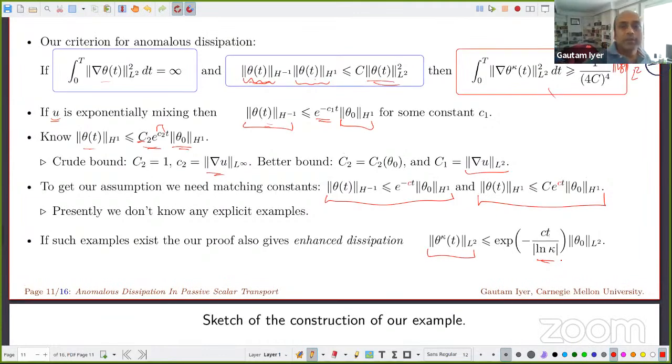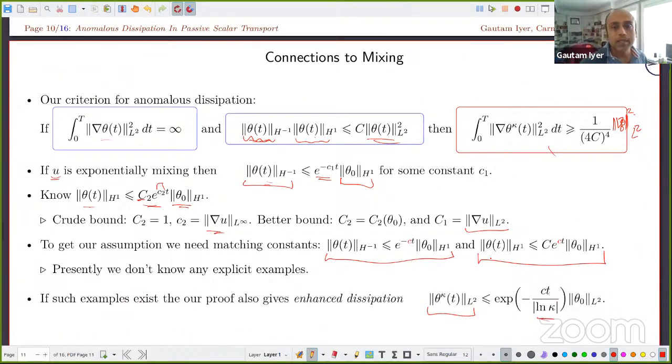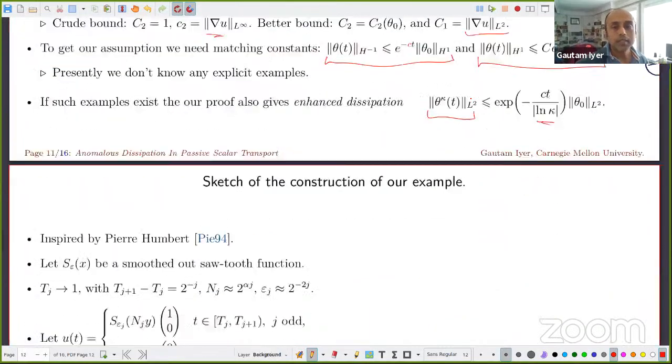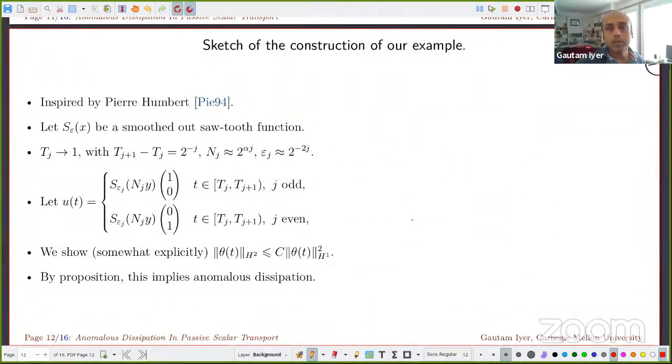But regardless, even though we don't know an example that gets us this optimally mixed initial data, for the H1, H2 balance, we have an example. That's what we do to prove the theorem. So let me just show you what the example looks like.